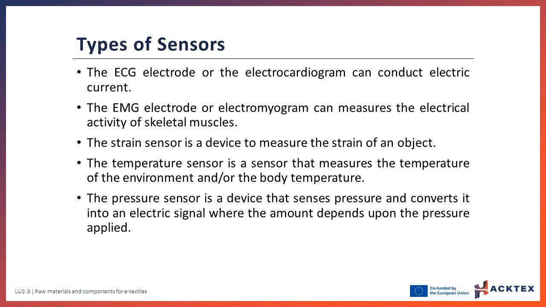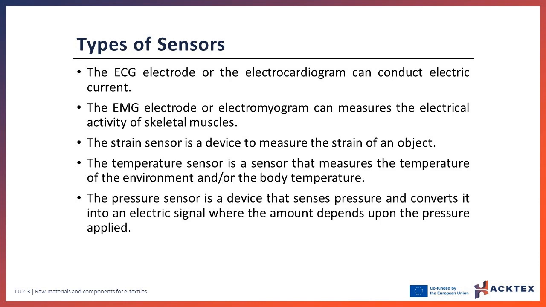Types of sensors. The ECG electrode or the electrocardiogram can conduct electric current. The EMG electrode or electromyogram can measure the electrical activity of skeletal muscles. The strain sensor is a device to measure the strain of an object. The temperature sensor is a sensor that measures the temperature of the environment and/or the body temperature. The pressure sensor is a device that senses pressure and converts it into an electric signal where the amount depends upon the pressure applied.